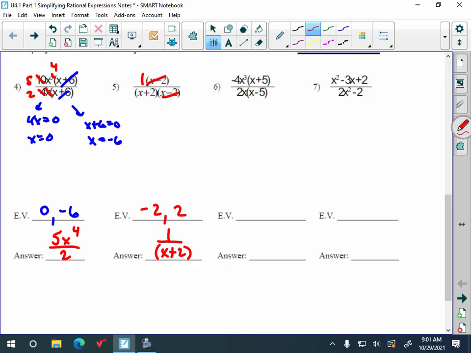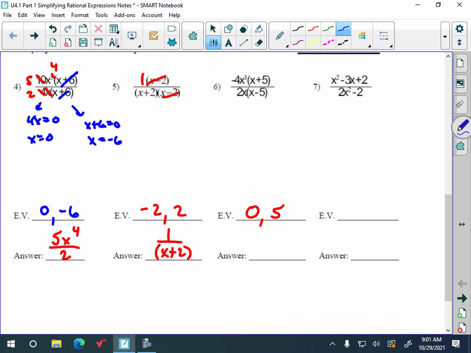Number 6. What are the excluded values? 0 and 5, good. Now we want to simplify. I have a monomial term, negative 4x cubed, and then another monomial term, 2x. I can simplify that. The binomials cannot simplify because they're not exactly the same. One has a plus, one has a minus, so you're not going to be able to touch those.